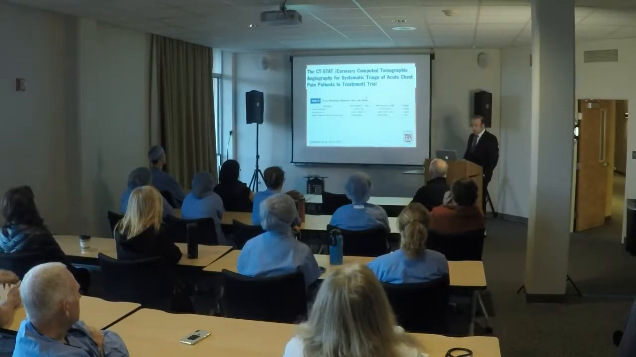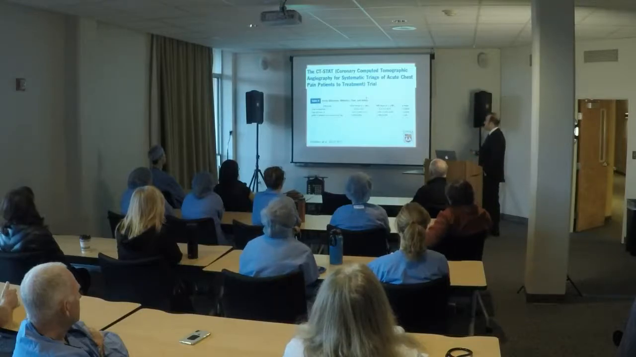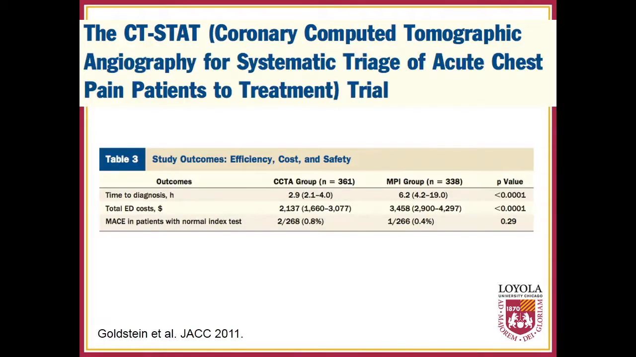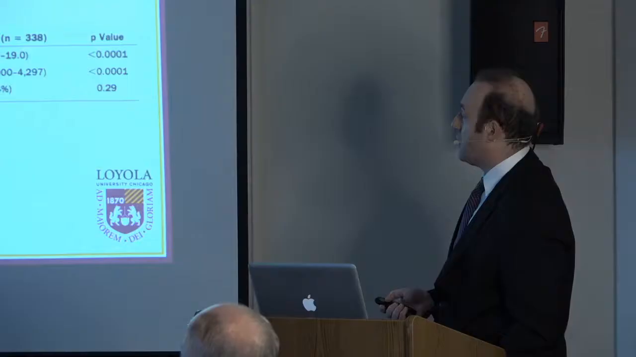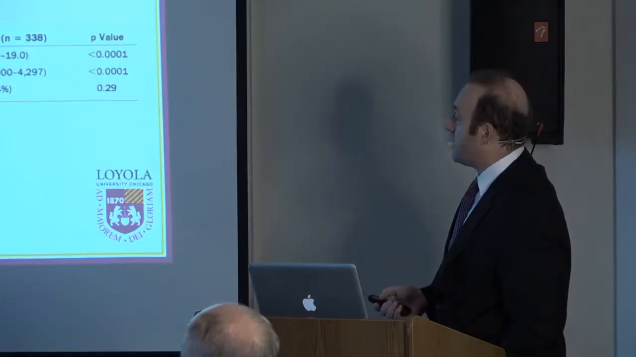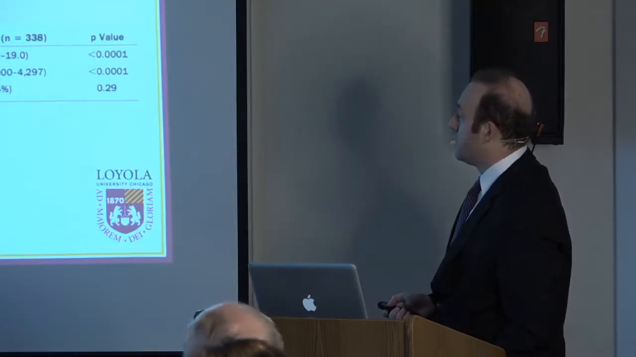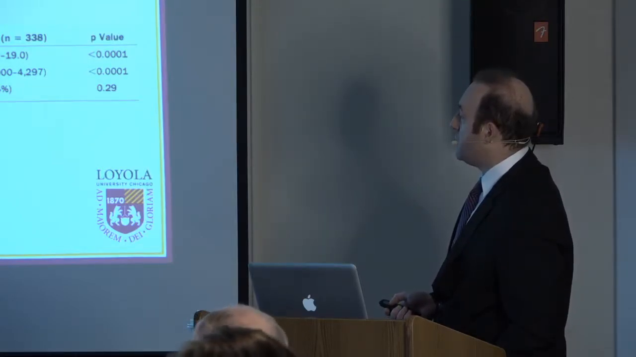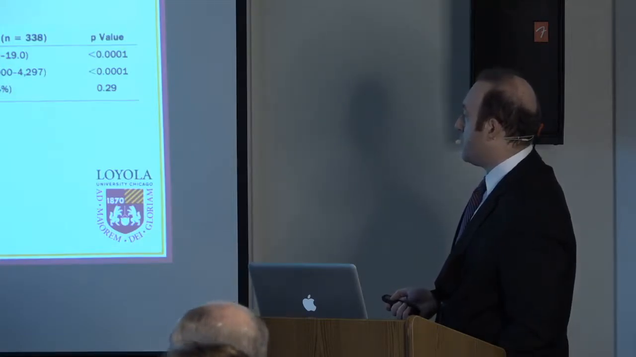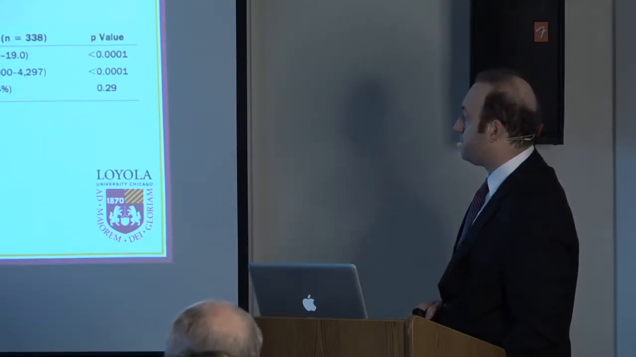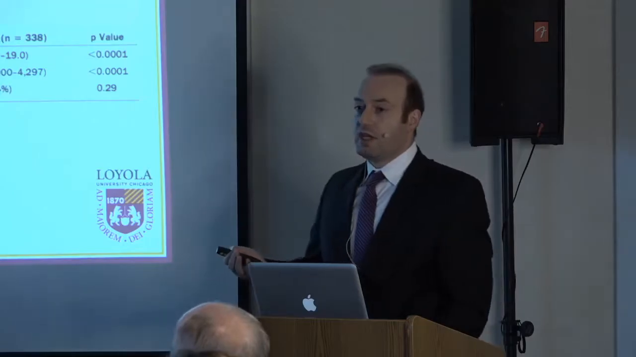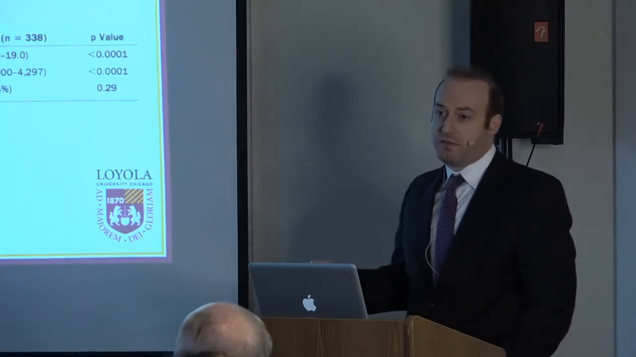And what they found was that compared to stress MPI, the time to diagnosis was significantly lower in the CTA arm compared to nuclear stress testing, so nearly half the time to diagnosis. And that also translated into a reduction in total emergency department costs: a little bit over $2,000 for CTA and almost $3,500 for the stress MPI arm. And there was no change in major adverse cardiac events, so it was safe.